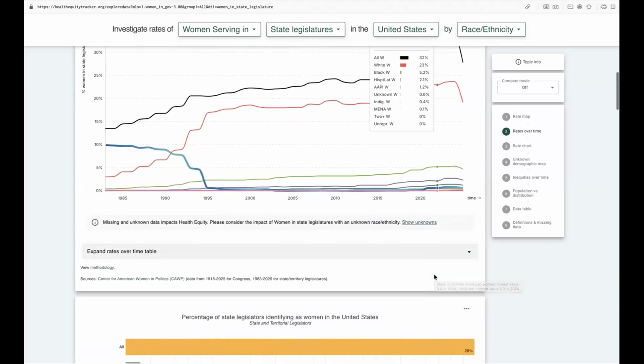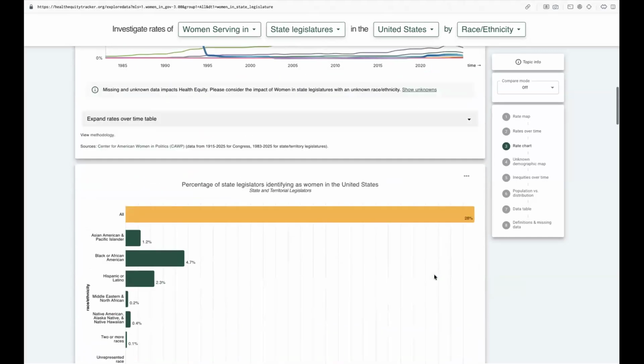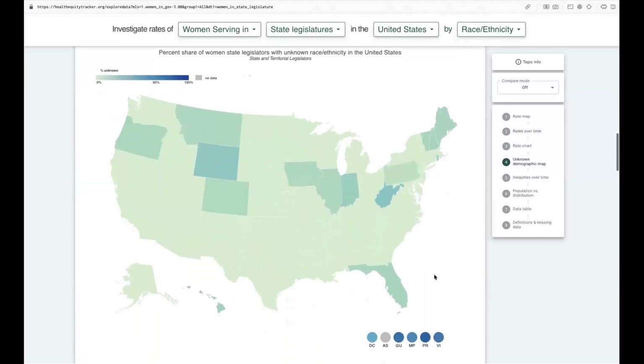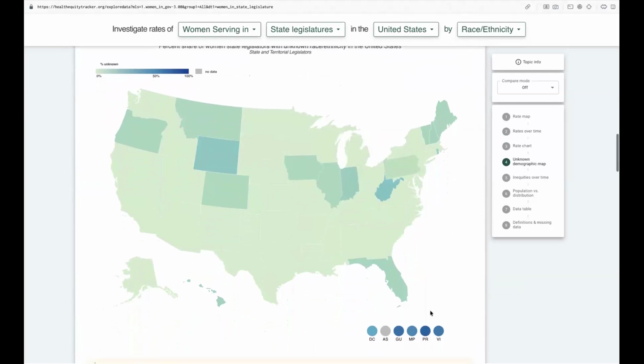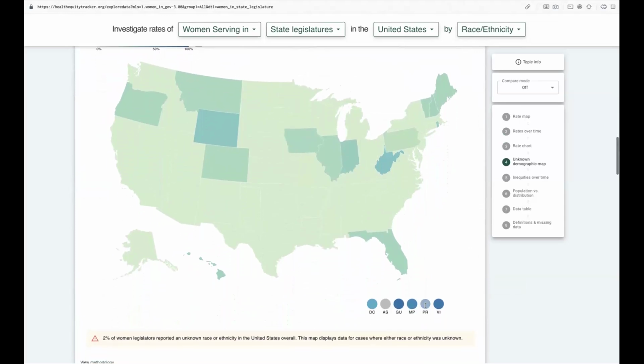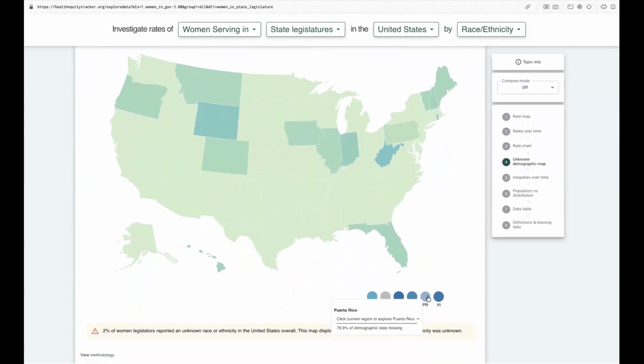And then the last thing I'll show here is a map where you really see, specifically for each geographic area, how unknown that racial data is. So in this case, you can see that these states only report the race of their legislators. And in this case, for a lot of the territories, we have no indication or very little indication what the race is of the people that are representing and making the laws.